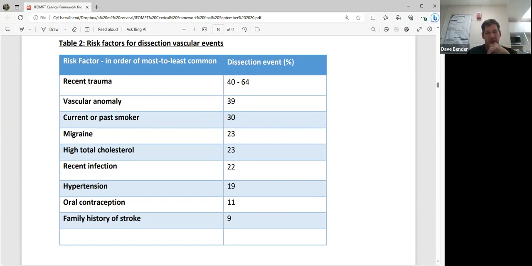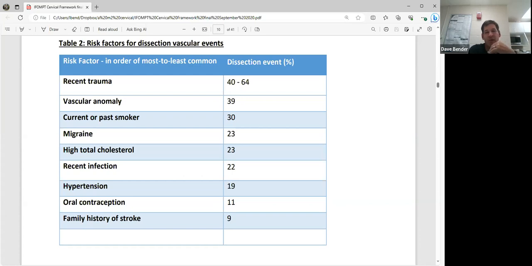I just may not do a very forceful thrust manipulation. I may choose to say, how can I get this joint to move better the way I want it with applied biomechanics? And we'll chat about that in treating the acute patient that you may not want to manipulate with that. Risk factors for dissection vascular events.